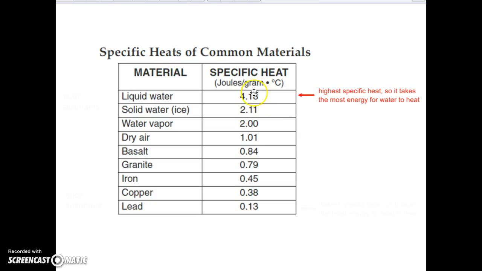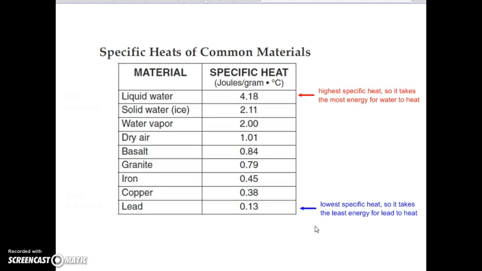That's why water takes so long to heat up. If you look at the bottom of the chart, you'll see lead. Lead only needs 1/1300ths of a joule of energy to make 1 gram of lead go up 1 degree Celsius. So lead has the lowest specific heat. In other words, it takes a lot less energy to heat up lead.